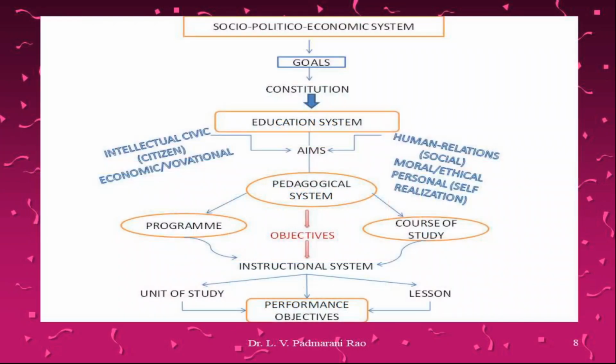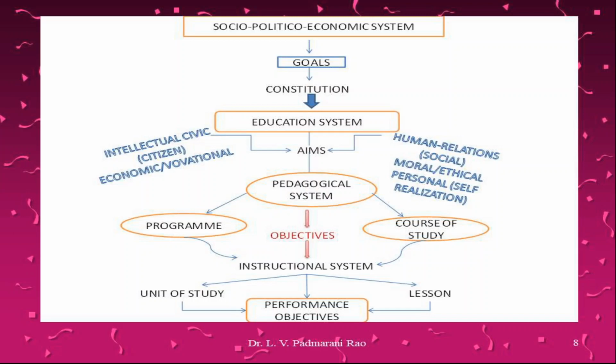So, if you look at the education system as a whole, the education system in any country can be represented through this diagram. Number one, it has got the socio-politico-economic system, which has the goals that are stated in the constitution, according to which the education system, the second module, is developed. The education system will have certain aims to be achieved, and the intellectual, civic, economic, vocational, values, along with the human relations in the society with moral, ethical, personal, and self-realization could be the possible points to be pondered upon, based upon which the education system is developed.